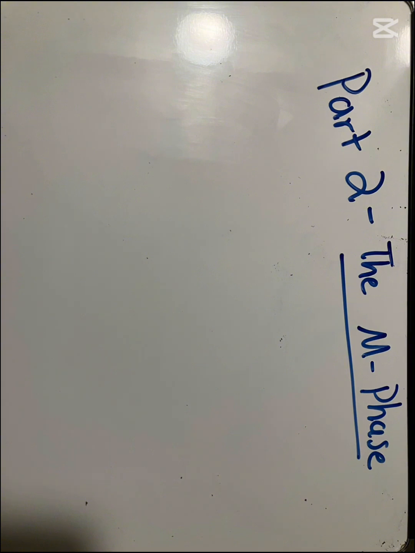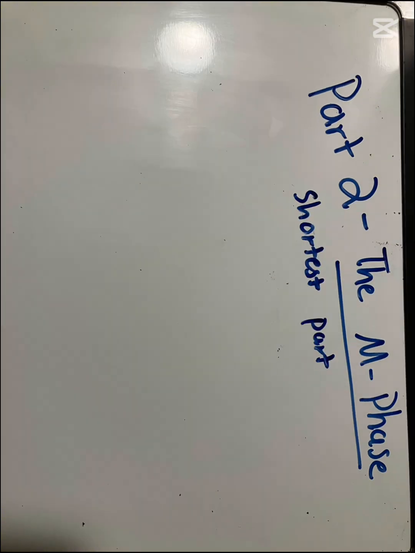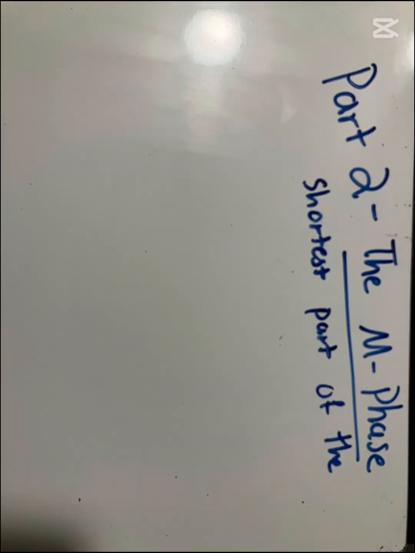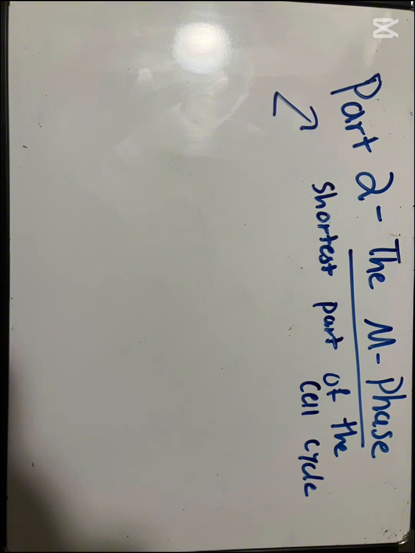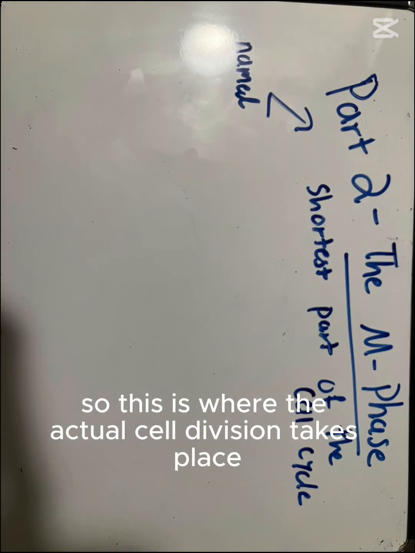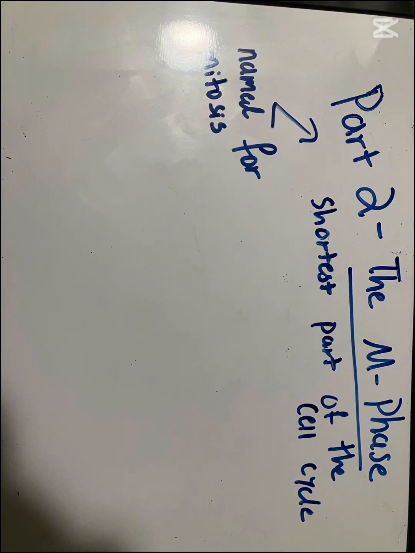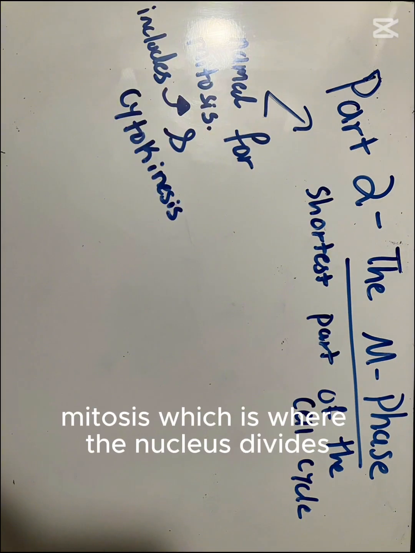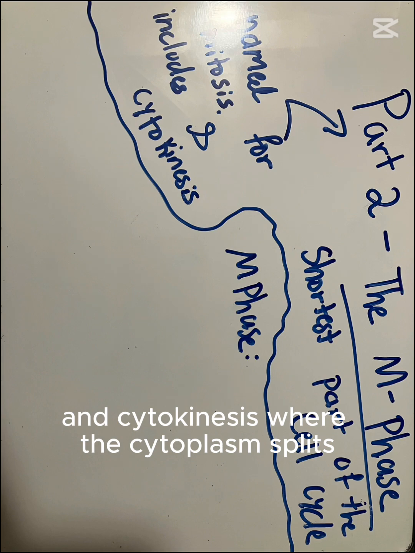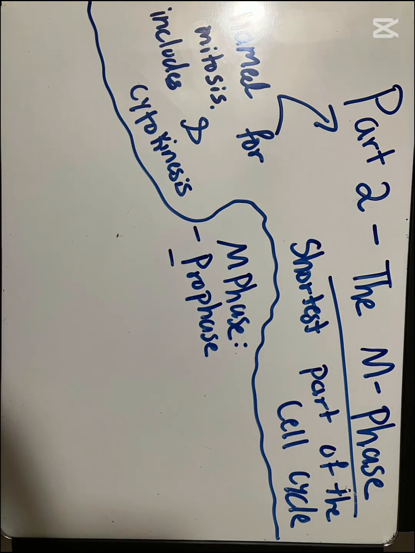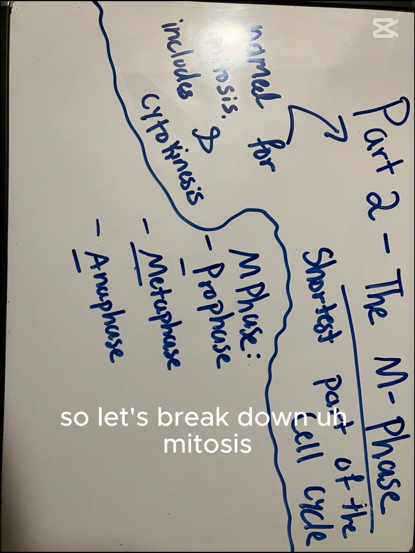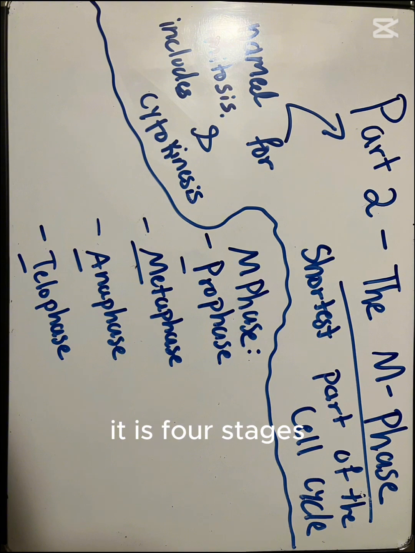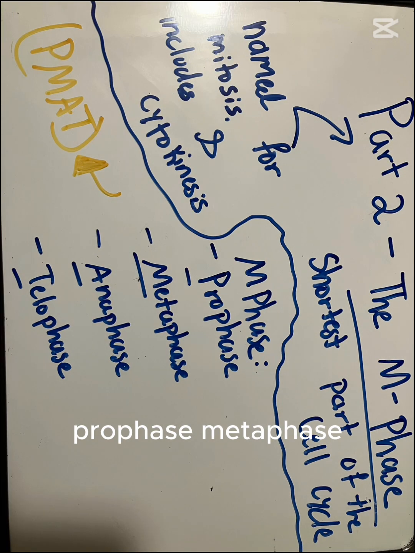The next phase is the M phase, also known as the mitotic stage. This is where the actual cell division takes place, and it consists of two main processes: mitosis, which is where the nucleus divides, and cytokinesis, where the cytoplasm splits. Let's break down mitosis. It has four stages: prophase, metaphase, anaphase, and telophase.